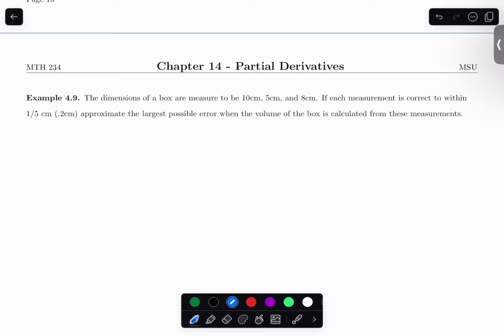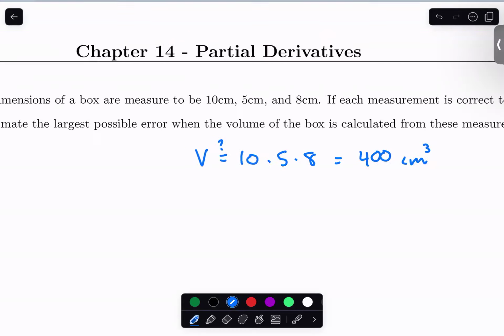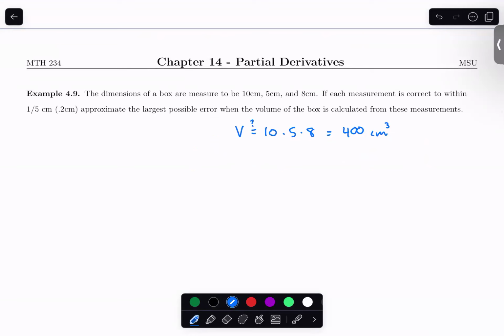So I'd like to approximate the largest possible error in the volume when the volume of the box is calculated from these measurements. So again, I think that the volume is probably 10 times 5 times 8, so that would be 400 cubic centimeters. That's if all of my measurements were perfectly on. However, this could be off by a bit. Each measurement can be off by as much as 0.2 centimeters. And so I'm looking for this largest possible error. So how much could we be off by?